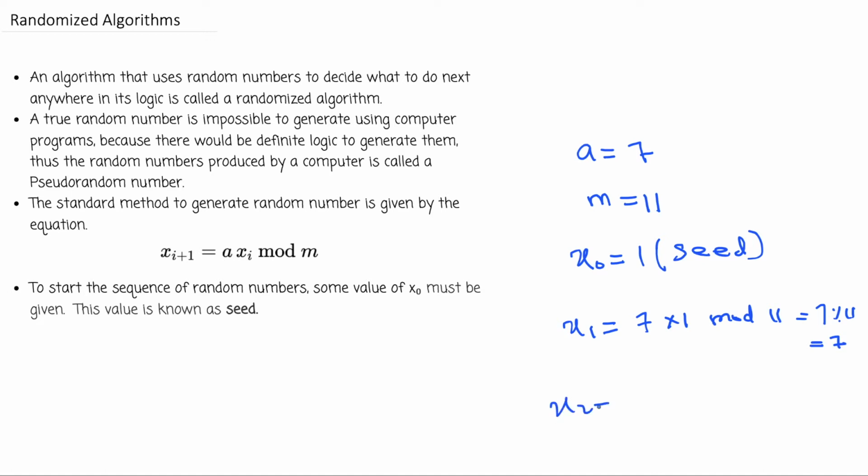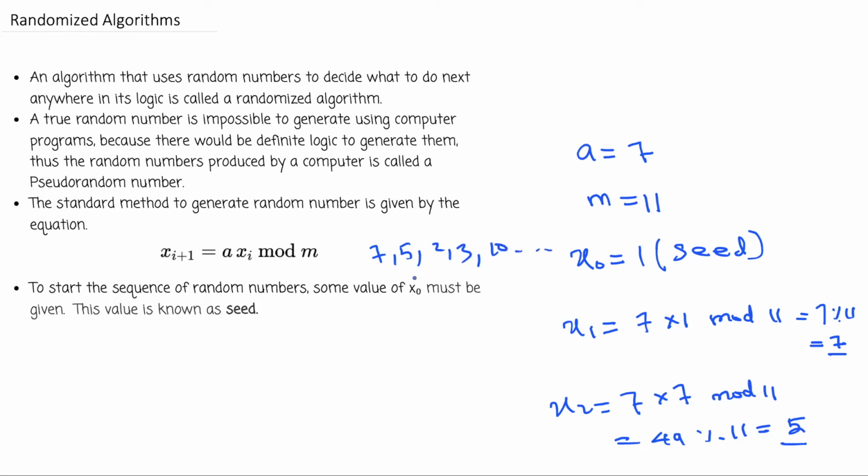Then the next number x2 will be, we will take this number, then it will be 7 into 7 modulo 11. So that will be 49 modulo 11. So a multiple of 11 below 49 will be 44. Then the remainder will be 5. So we have got the first number as 7, the second number as 5. If you continue the process, you will get the number sequence as 7, 5, 2, 3, 10, etc. So this number appears to be a random number for us, but you can see that there is a definite equation which gives these numbers one by one.